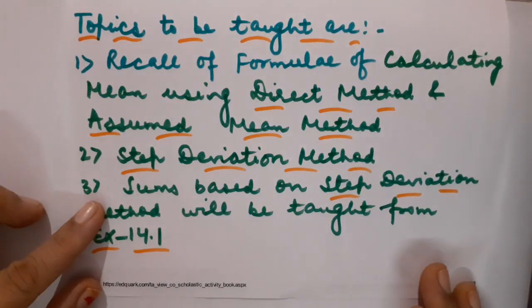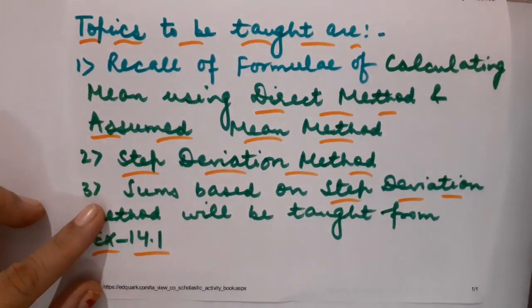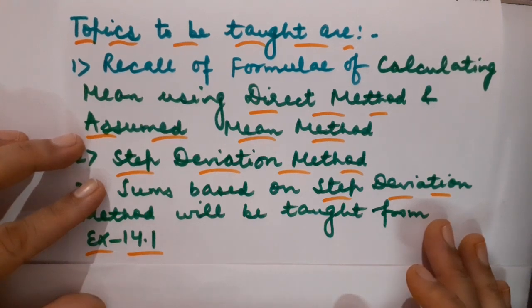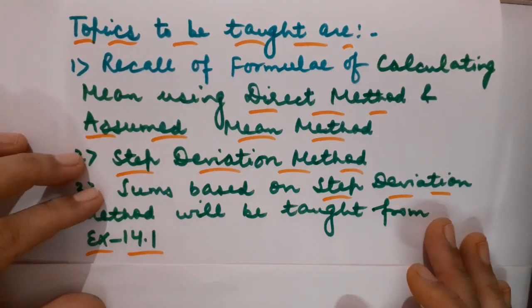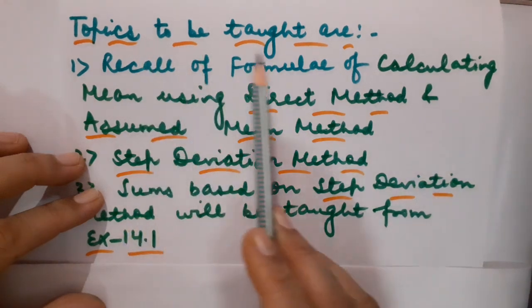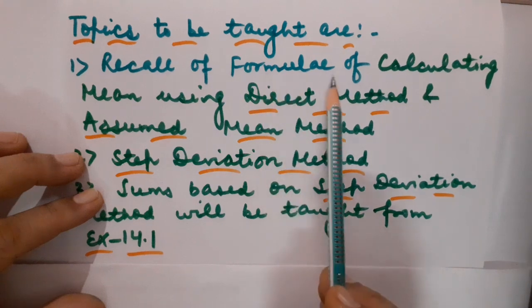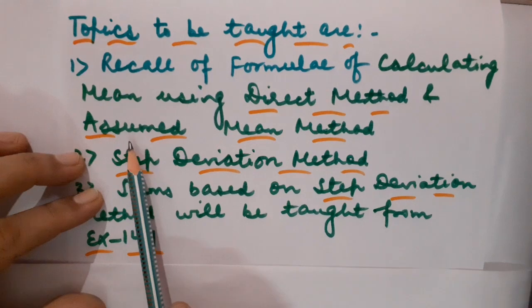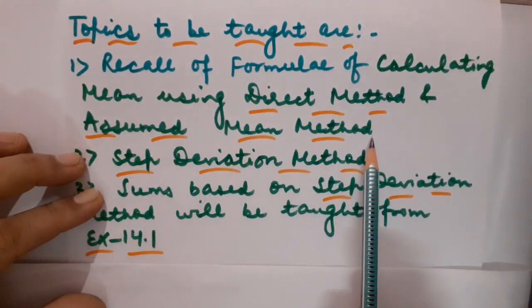Children, in my previous two videos, after explaining you about all the important definitions and about central tendencies, I have explained you how to calculate average or arithmetic mean using direct method as well as assumed mean method. So children, the topics which I am going to cover today: number one, first of all, I will make you recall the formula of calculating mean using direct method as well as using assumed mean method, which I have taught you in my previous videos.